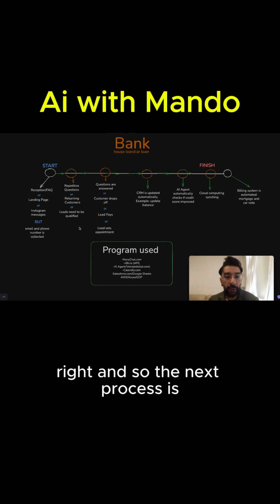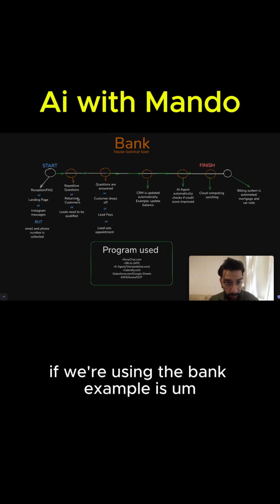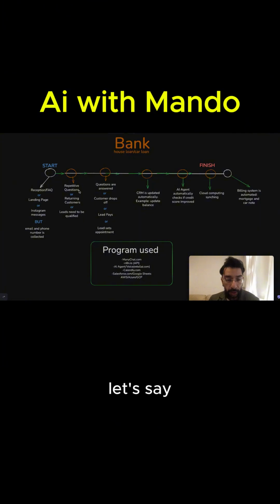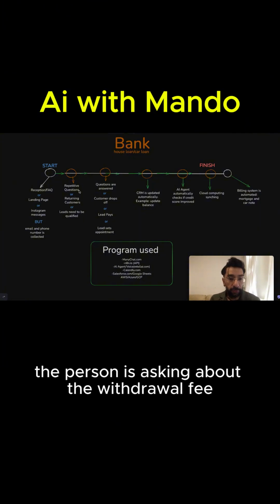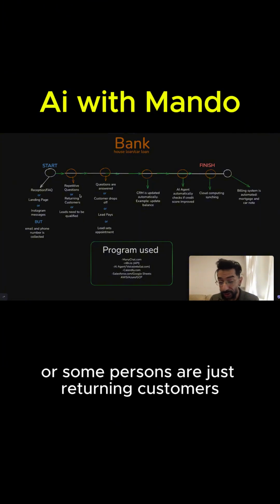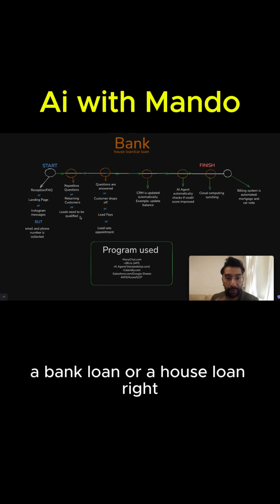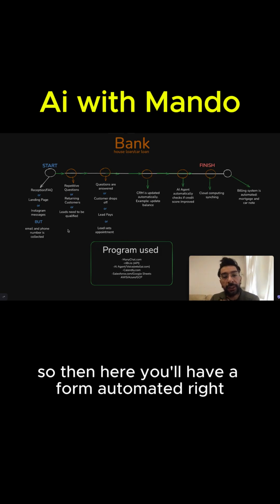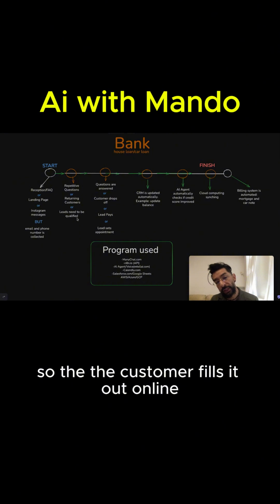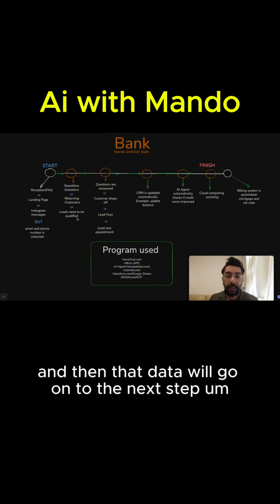And so the next process, if we're using the bank example, is let's say the person is asking about the withdrawal fee, or some persons are just returning customers, or some persons are trying to apply for a car loan or a bank loan or a house loan, right? So then here you'll have a form automated, right? So the customer fills it out online, and then that data will go on to the next step.